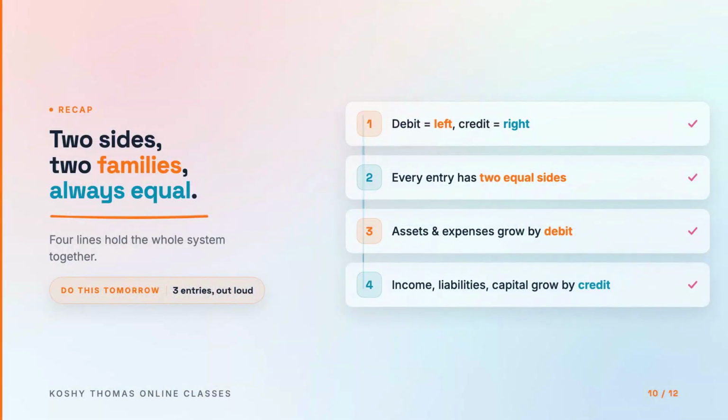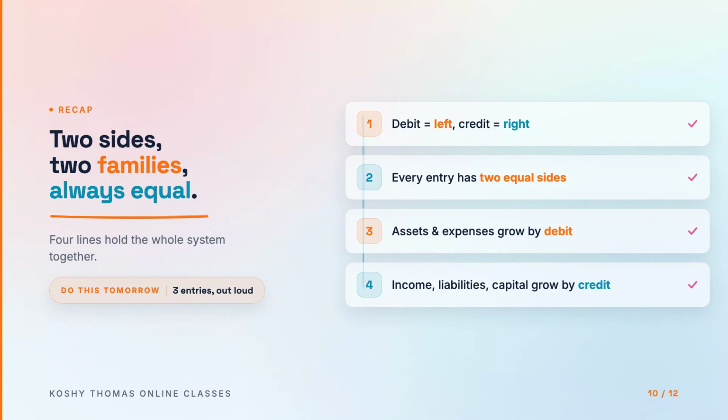So, quick recap. Debit is left, credit is right, never money in and money out. Every transaction touches two sides, and they must match exactly. Assets and expenses grow on the debit side. Income, liabilities, and capital grow on the credit side.